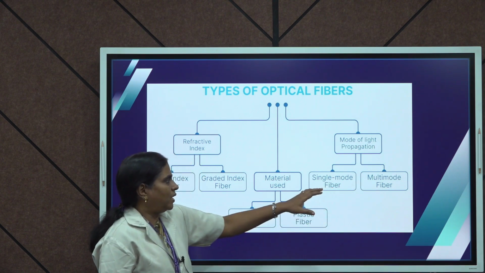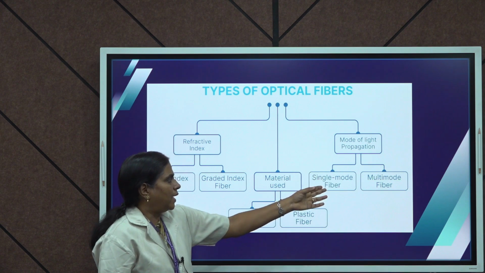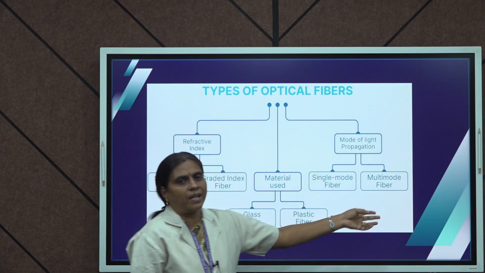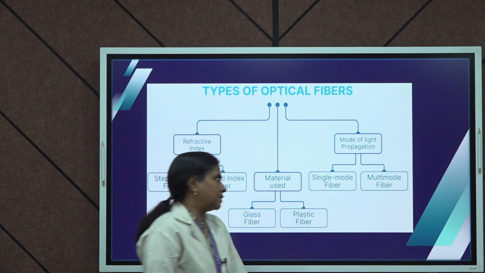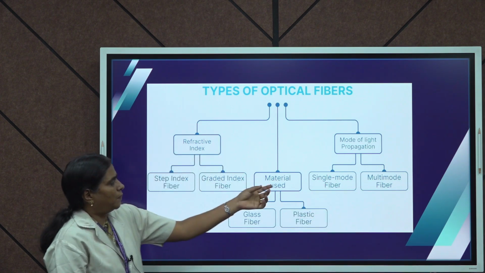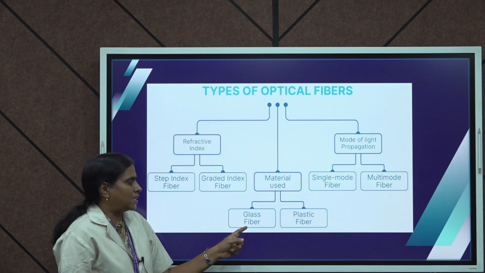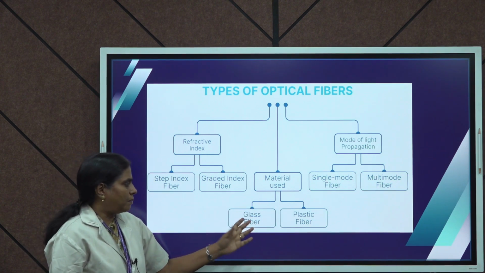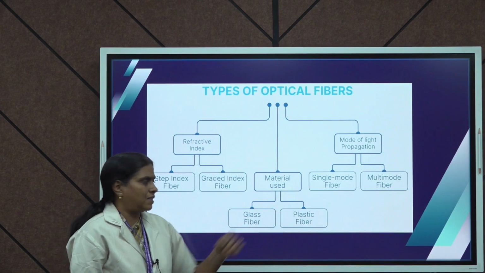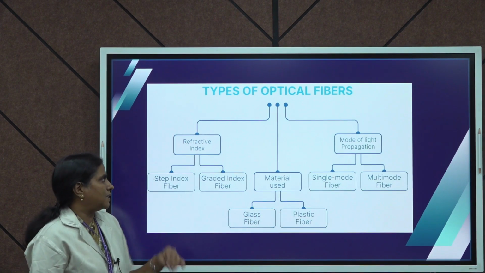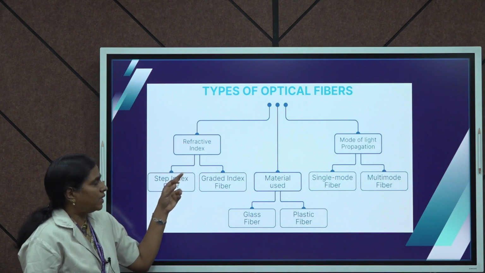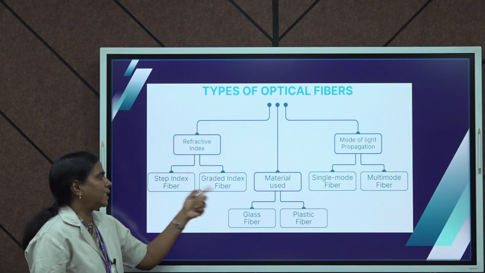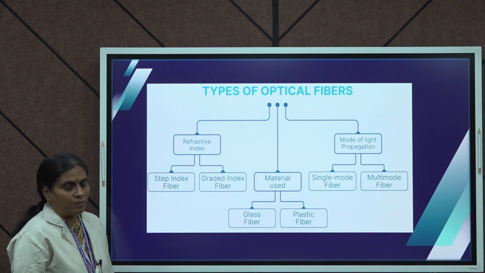The difference between these two is that single mode fiber can transmit only one signal at a time, and multi-mode fiber can transmit many signals at a time. Based on the material used, it can be classified into glass fiber and plastic fiber. Glass fibers are made up of glass materials and plastic fibers are made up of plastic materials. Based on the refractive index profile they are classified into step index fiber and graded index fiber. So we will see one by one.